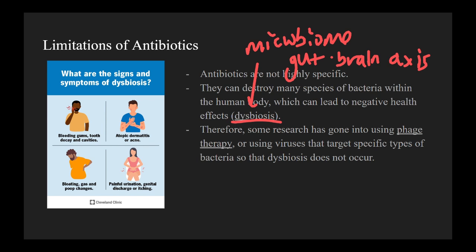So there's some research that has gone into what's called phage therapy. This is when we use viruses, remember phages that only kill bacteria, and we inject them into your body. These phages are highly specific because they can be engineered so that they only target a specific strain of bacteria in your body. So this means that phage therapy is a very highly specific therapy that would probably get rid of a lot of the effects of using antibiotics and causing dysbiosis.